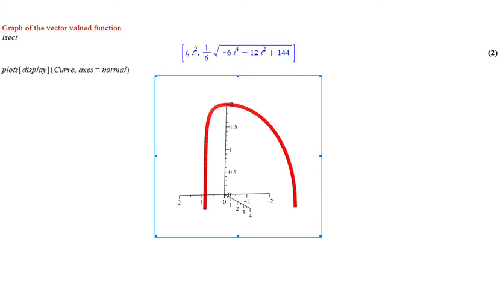I'll show you how to use these in class. Notice the case, however. The space curve without any capitals comes from the plots package. The space curve with the capital S and the capital C is the command in the vector calculus package.